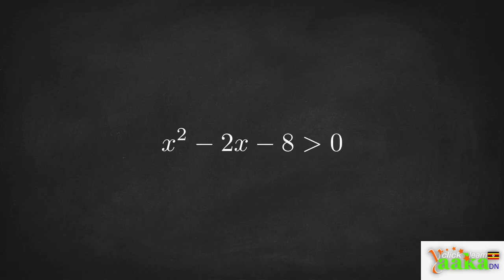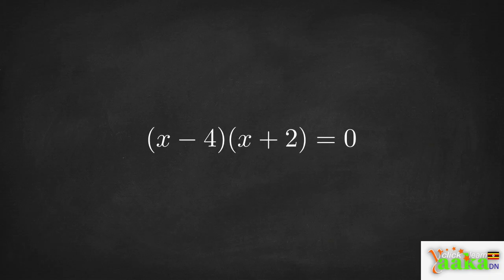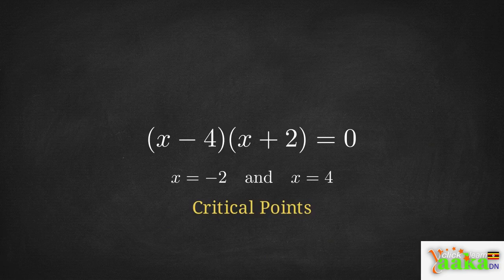A standard UNEB question will ask you to find the range of values where a quadratic expression, like x squared minus 2x minus 8, is strictly greater than 0. The first step is to temporarily treat this expression as an equation. Watch as the greater than symbol becomes an equal sign, allowing us to factor the expression into x minus 4 times x plus 2 equals 0. Solving this gives us x equals 4 and x equals negative 2. These are our critical points.